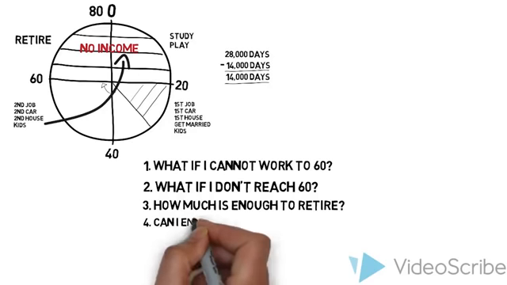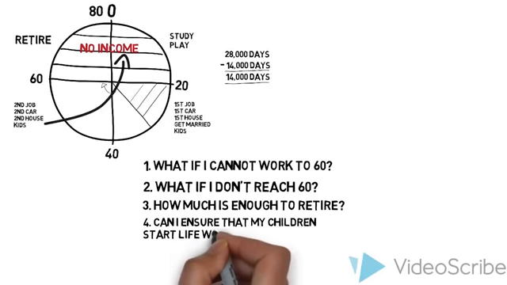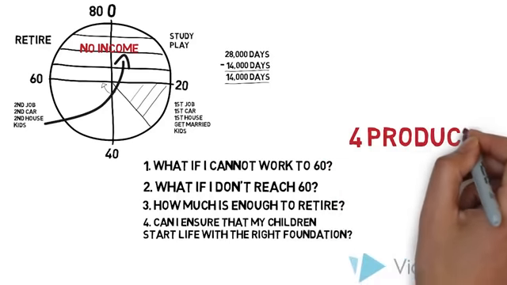Our fourth biggest fear is, can I ensure that my children start life with the right foundation? And the best foundation is to have the right education. Again, this is a guaranteed payout in life if you have children. Why do people not plan for it? I've done this presentation in more than 50 countries. If you notice, in one presentation, I've covered 4 different products.